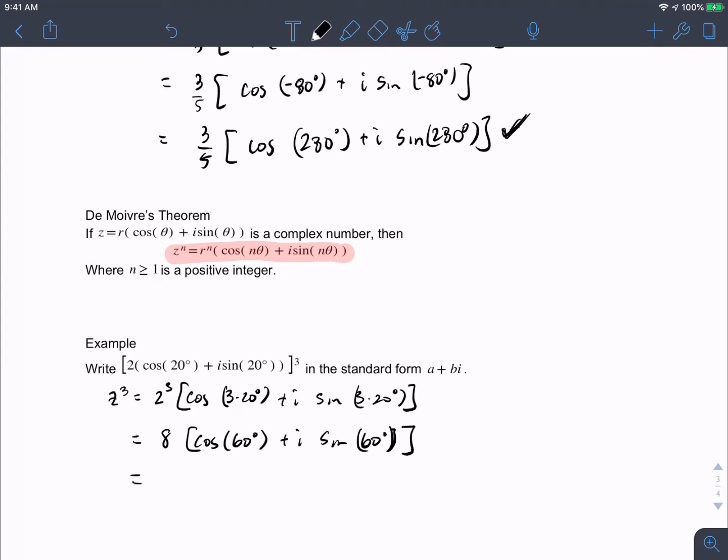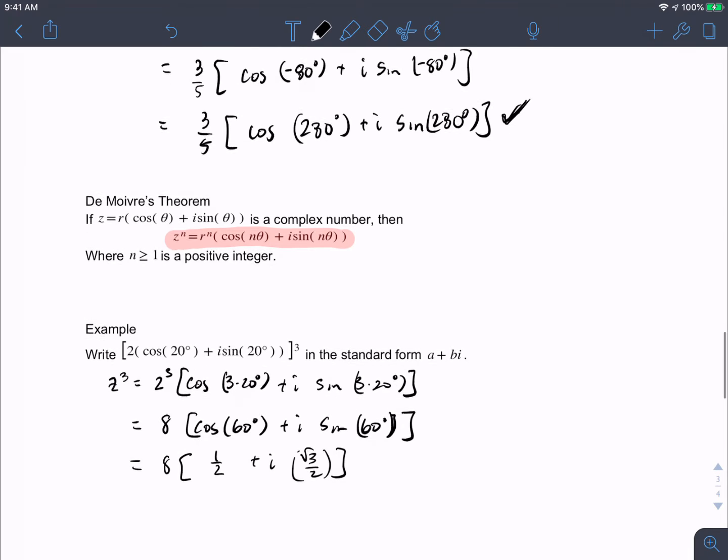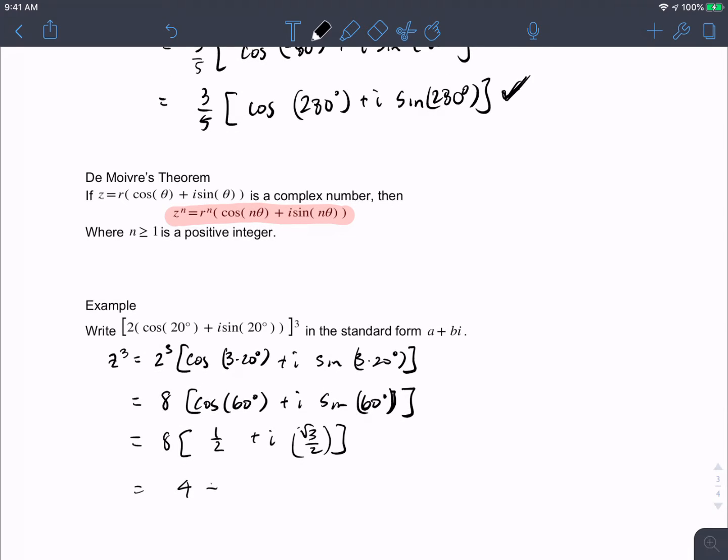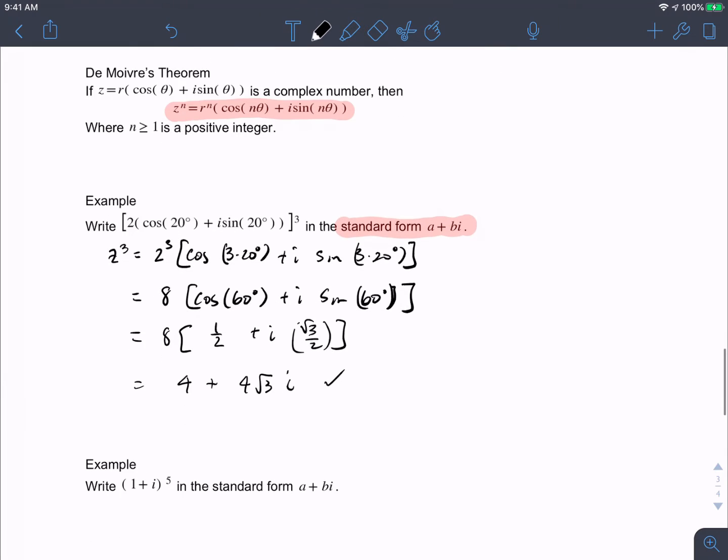And I can actually clean that up to put it in standard form, because that's what they're asking us to do. So I'm going to get 8 times cosine of 60 degrees, which is 1/2, plus i sine of 60 degrees, which is radical 3 over 2. And when we clean this up, we're going to get 4 plus 4 radical 3 i. And that is our answer for this problem. The reason I went there was because it asked for us to put it again in the standard a plus bi form. Okay, let's do another one that's a little bit different.